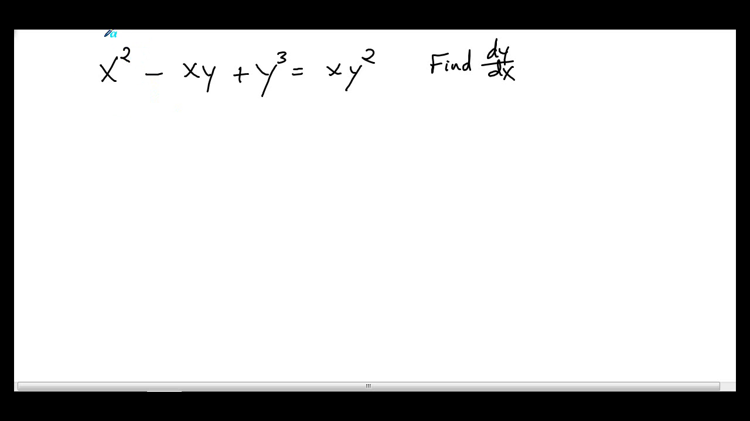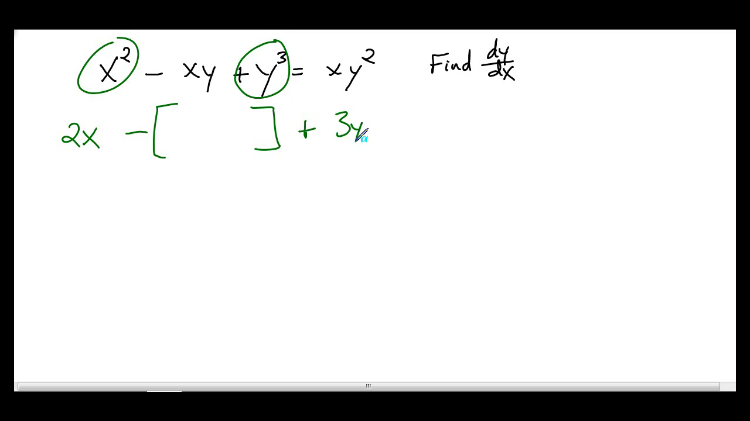Let's take care of the easy one first. We have right here x squared. We know that using the power rule, that comes out to 2x. Over here, we're going to take a break from this term and come back to it. Then I need to find the derivative of y cubed. Well, the derivative of y cubed using the power rule is 3y squared.